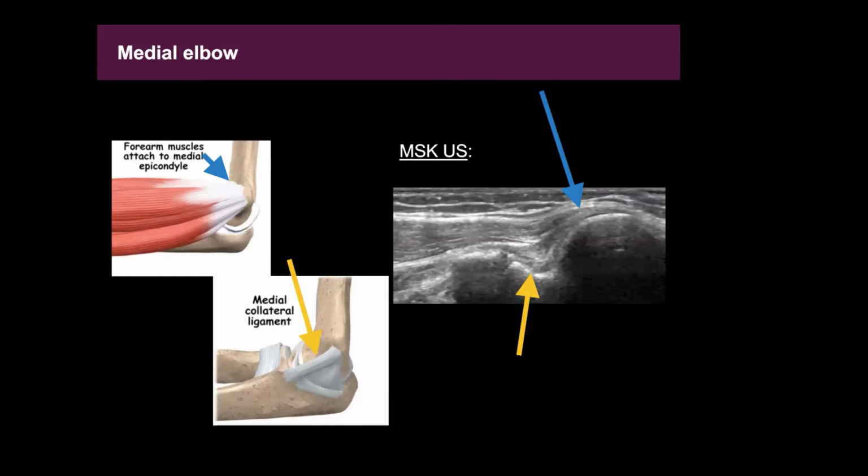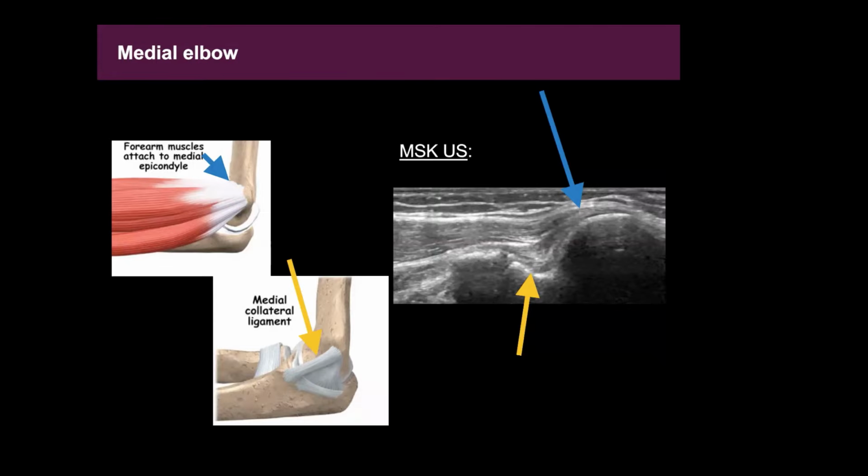So if we were to put our probe on the patient, that's how it would look under ultrasound. You could see how the blue arrow points to the common flexor tendon origin attaching to the medial humeral epicondylar region. And then deep to that structure is your anterior band of the ulnar collateral ligament. And you could see how there is some correlation between the images and the ultrasound.